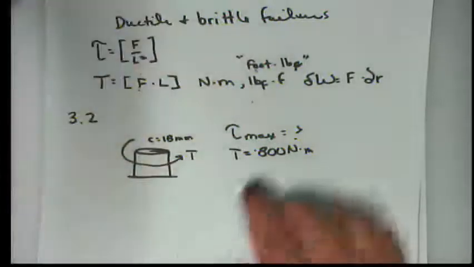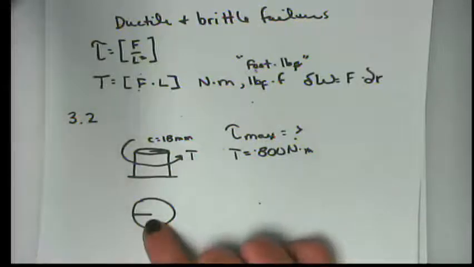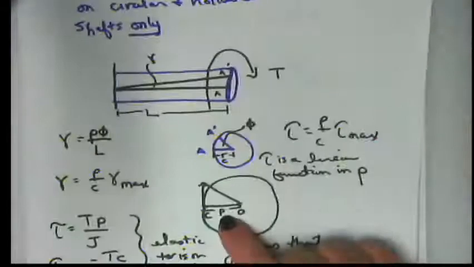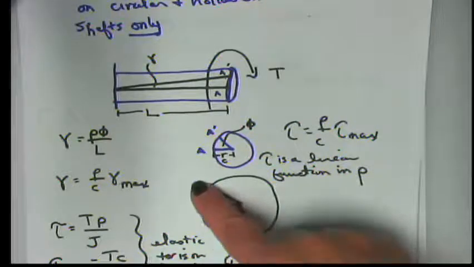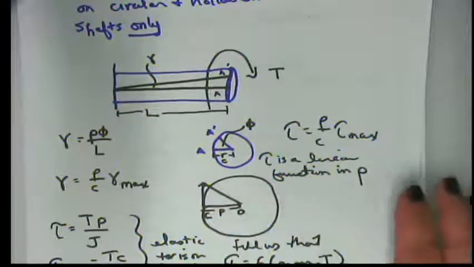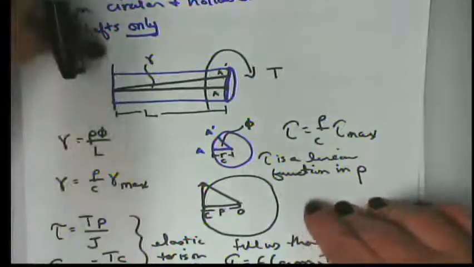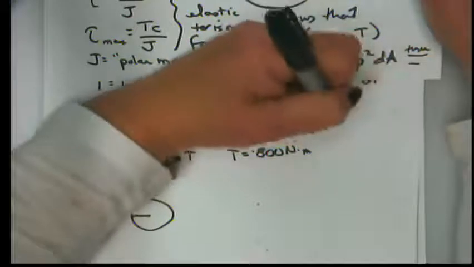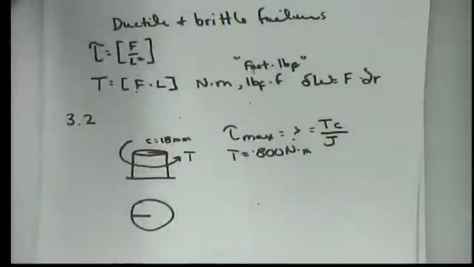All right, well, what do we know about tau max? If we look at the cross section of that shaft, where is tau max going to occur? Tau is equal to 0 at the center. Tau gets bigger until we get to the edge. Tau max occurs at the edge. Okay? So that means that tau max is going to equal torque, which is a constant, times C over J. Right?